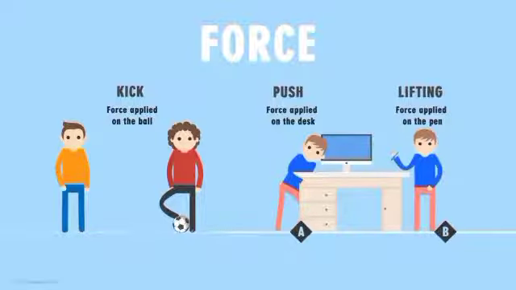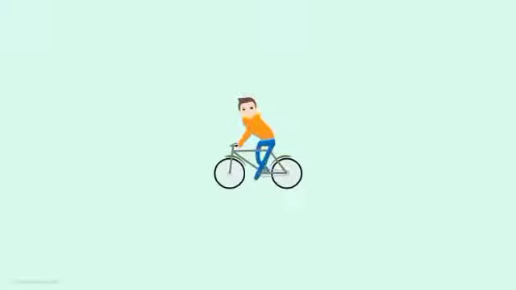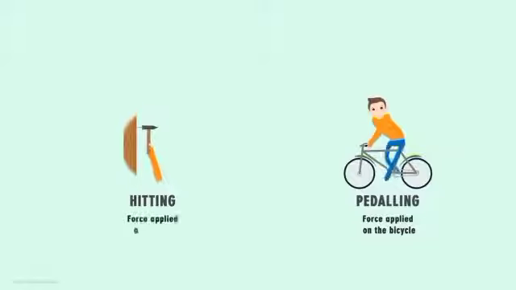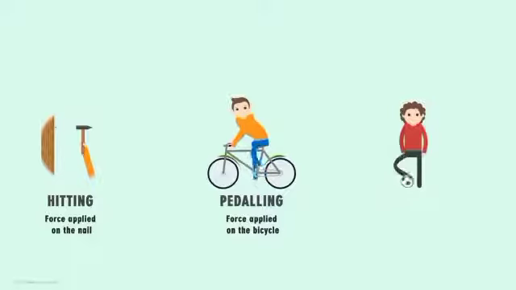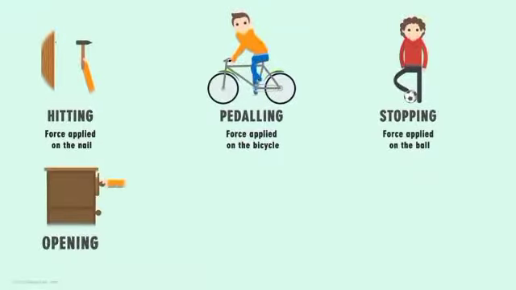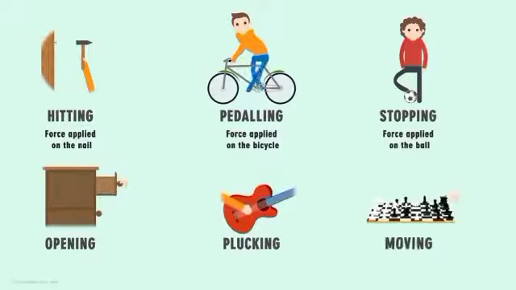While riding a bicycle, we pedal it continuously to keep it in motion. Here pedaling is the force that we applied on bicycle. Hitting the hammer on the nail is also a force applied on the nail. What about stopping a moving ball? Yes, even stopping the ball means we are applying a force on it. We applied some force to stop the ball. Opening a drawer, plucking the string of a guitar, moving a piece on a chessboard are some of the other actions performed on objects. So performing these actions on objects is nothing but applying force on them.